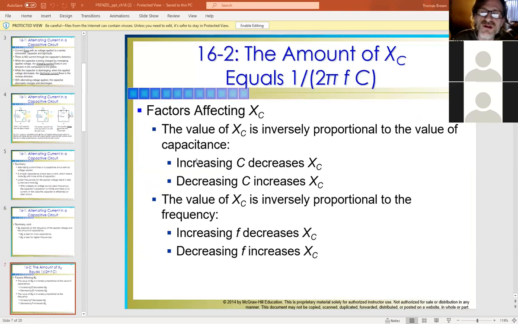And of course, usually when you increase something, everything else increases. But in this case, if we increase C, we decrease the amount of X of C. And the very same goes for the frequency, as you see in the bottom statement here. They're literally identical: increasing F decreases X of C, and decreasing F increases X of C. So playing with either one of those values will affect the amount of X of C that we have available.